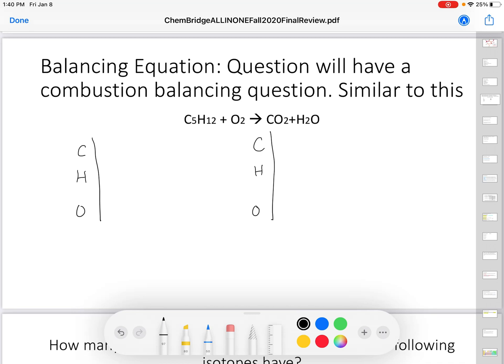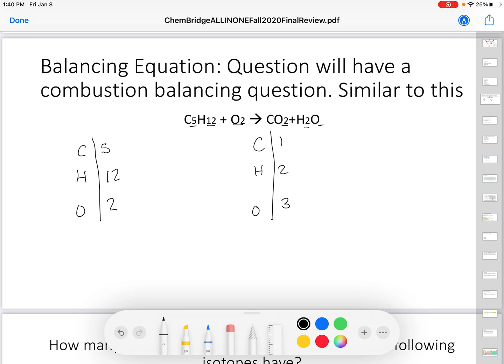So again, I just write how many I have. On my reactant side, I have 5 carbon, 12 hydrogen, and 2 oxygen. On my product side, I have 1 carbon. This one, always remember that extra oxygen. So I have 3 oxygen and I have 2 hydrogen. Now I'm ready to start.